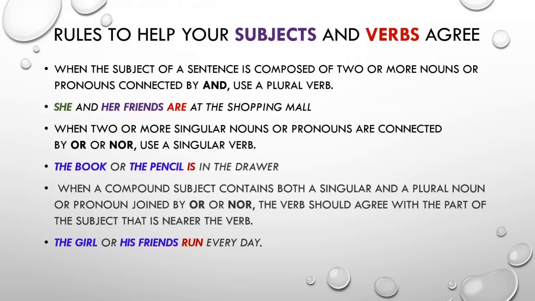So when a compound subject contains both a singular and a plural noun or pronoun joined by or and nor, the verb should agree with the part of the subject that is nearer to the verb. So example, the girl or his friends run every day. Here the part which is nearer to the verb run is his friends. So whatever is nearer to the verb is taken, and if it is singular, the verb used is singular. If it is plural, the verb used is plural.